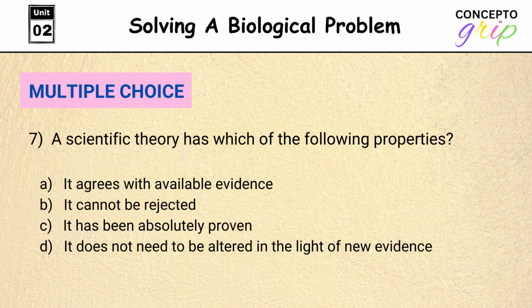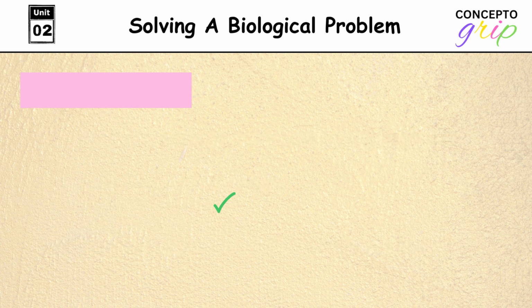Number 7. A scientific theory has which of the following properties? A. It agrees with available evidence. B. It cannot be rejected. C. It has been absolutely proven. D. It does not need to be altered in the light of new evidence. Correct option is B. It cannot be rejected.